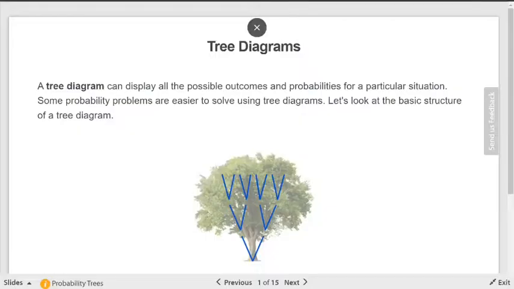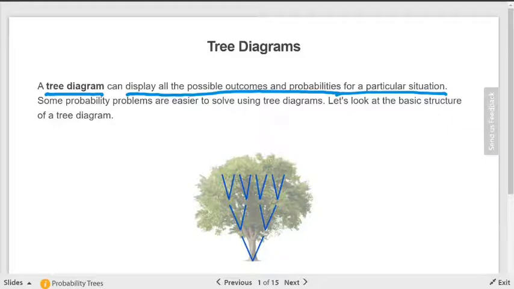Okay. All right, so a tree diagram or a probability tree is a way of displaying every possible outcome. You need to know that they mean the same thing: a way to display all the possible outcomes and probabilities for a particular situation. So that's the definition that I want you to have in your notes. You don't have to write down everything that's from Education Perfect. I'll always underline it or write it down.